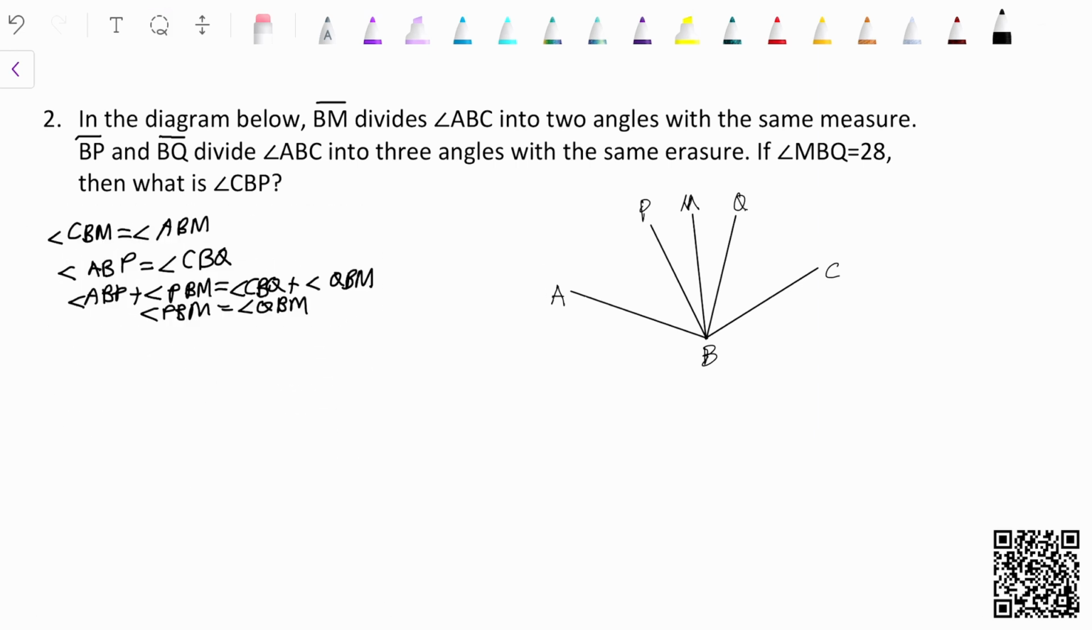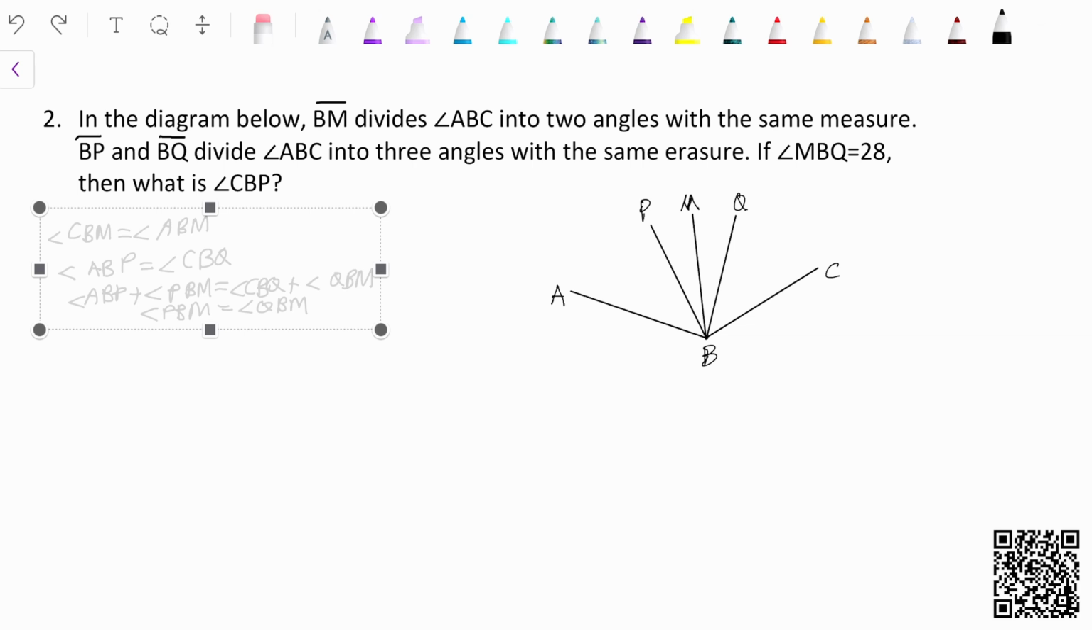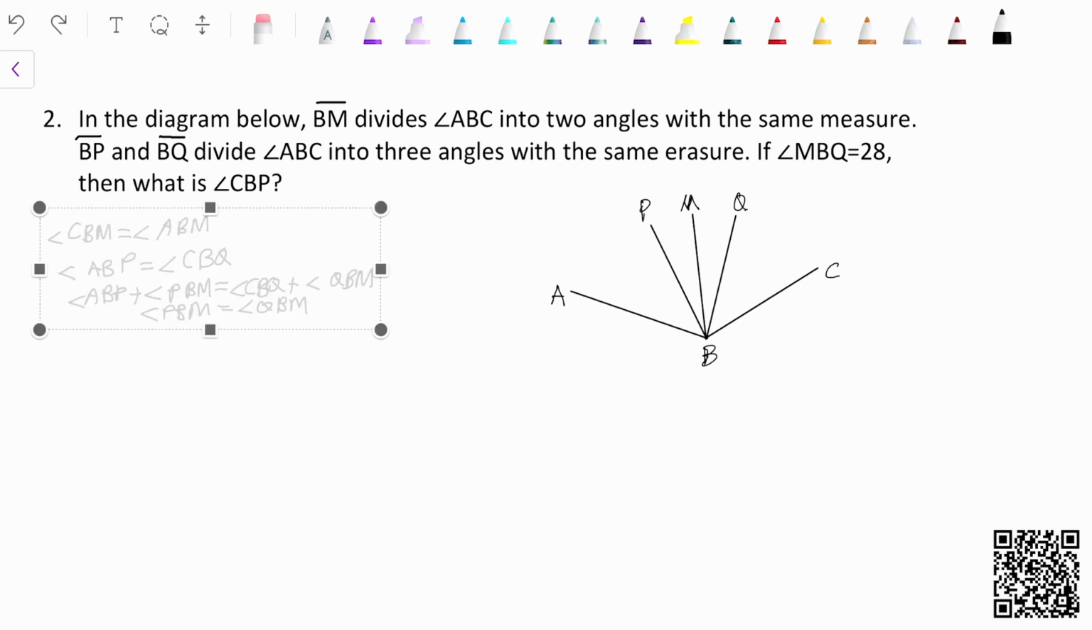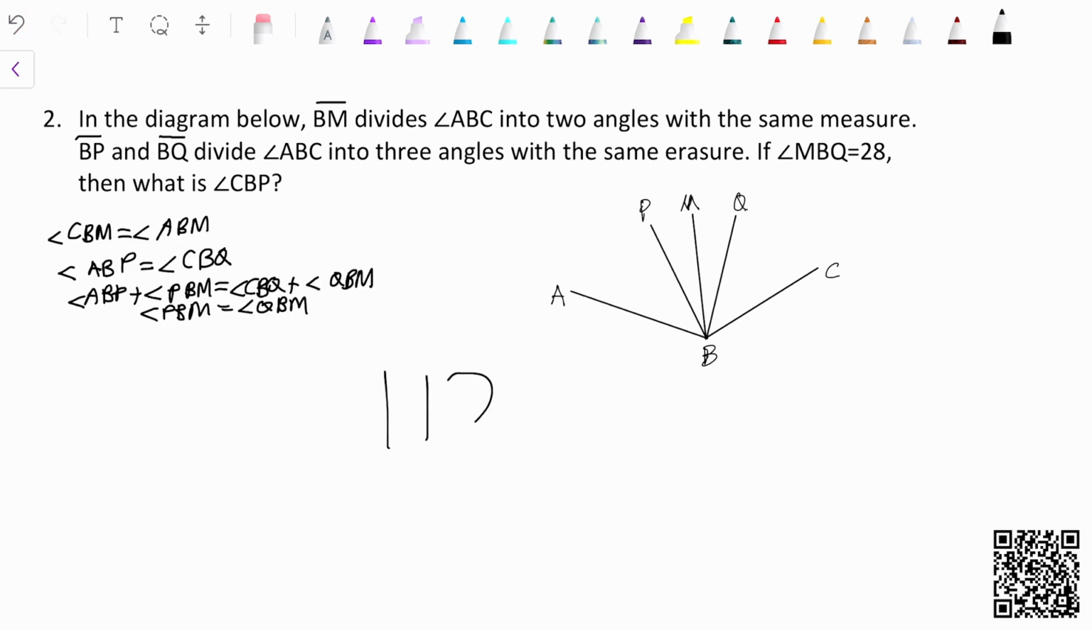If MBQ is equivalent to 28, that means that PBM is also equivalent to 28. So since we're looking for CBP, we just need this center bit, which adds up to 56 because there's two 28s, and this little bit is also 56 because they are in 3 angles with the same measure. Therefore, 56 plus 56 is 112.